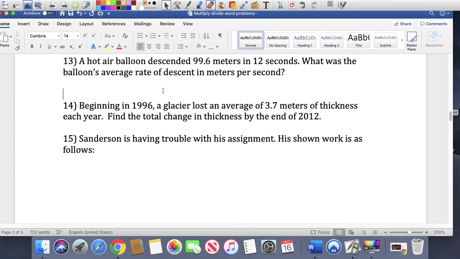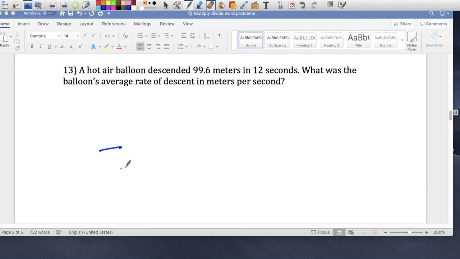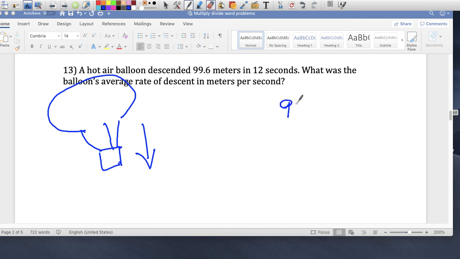13. A hot air balloon descended, which means it went down, right? So the balloon, here's the balloon, right? There's a balloon and it's going down, and it went down 99.6 meters in 12 seconds. What's the average rate of descent? So let's divide 99.6 divided by 12.